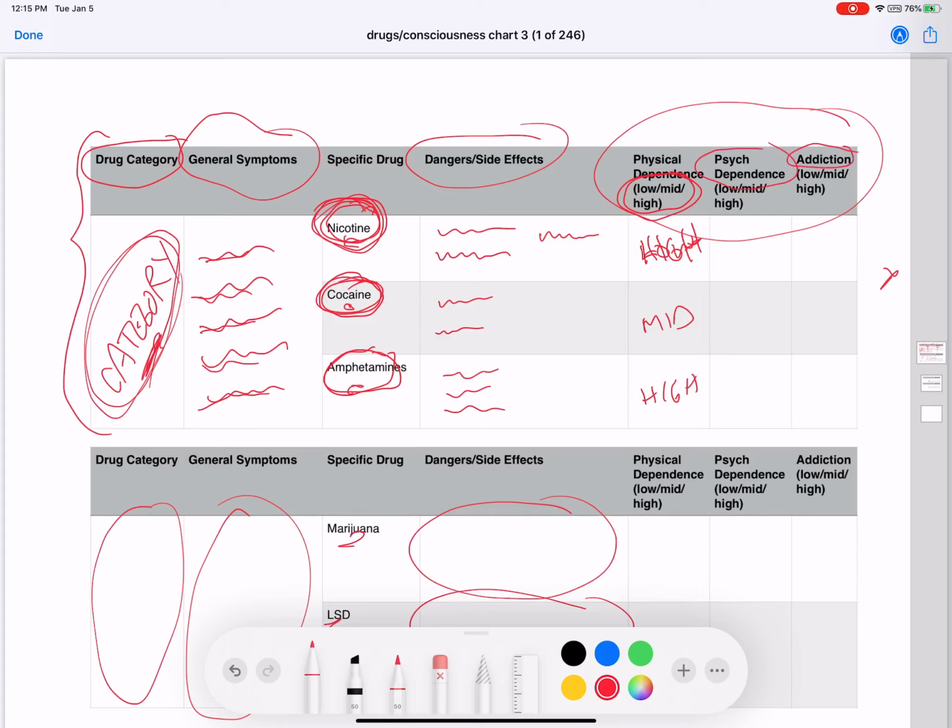And then addiction, you're going to be learning, is a little bit different. So you're going to do some research on how addictive is nicotine. Does it have a low addiction rate, middle of the range, or a very high addiction rate? So that's all you're writing in over here: mid, low, high, for all of these boxes on the ends. Maybe this is high, and this is low, and this is low. I don't know. That's all you're filling in over there.